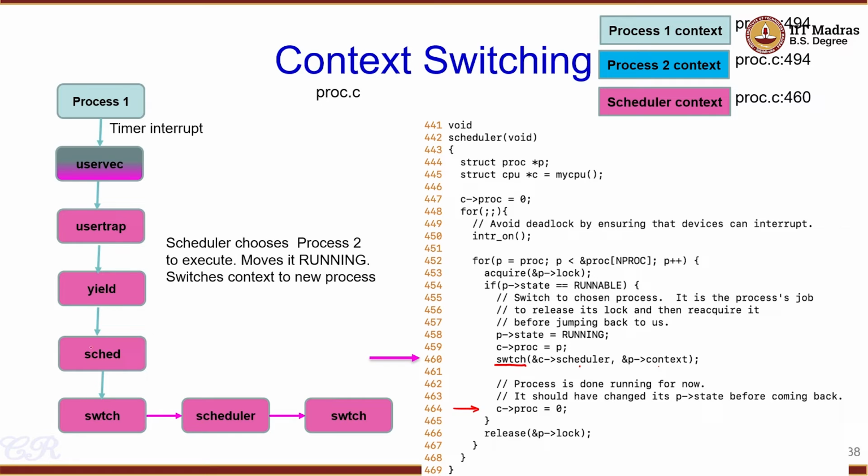So when swtch moves from process 1's context to the scheduler's context, we start executing from this point. It goes up here, goes to the next iteration of the for loop, picks the next proc, and identifies if it's runnable. If it is runnable, it comes back here, sets the state to running, sets the current CPU to be executing this particular process, and then switches context to that new process. So, let me repeat this again.